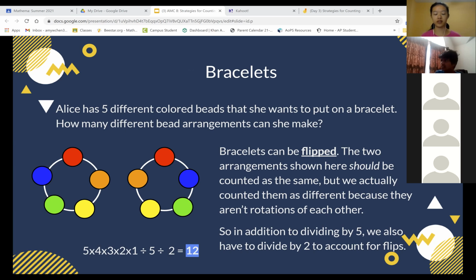Yeah, 5 factorial divided by 5 divided by 2. The biggest thing between bracelets and tables is that bracelets can be flipped and tables cannot be flipped. So we have to divide by that additional 2 to account for the flips.